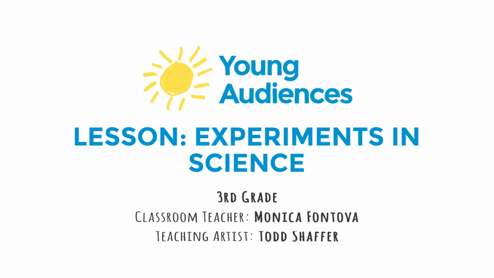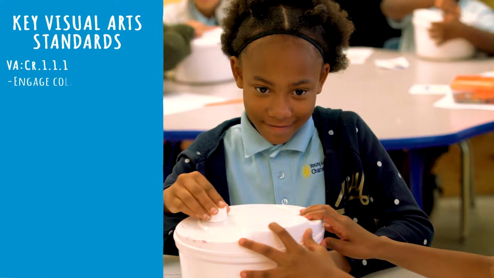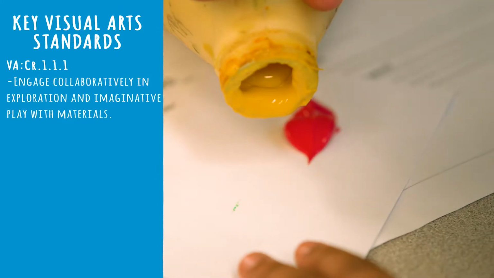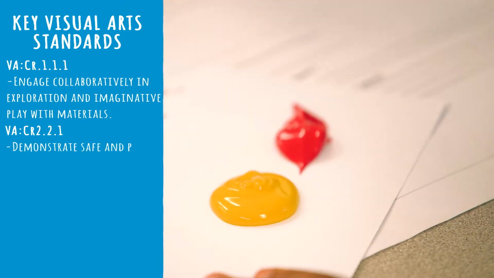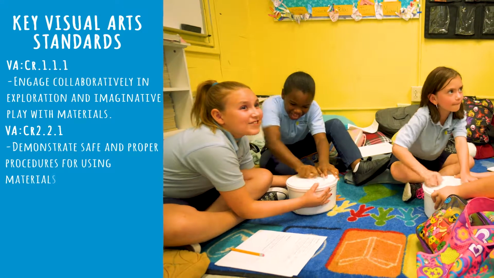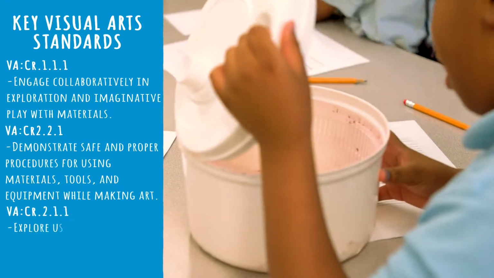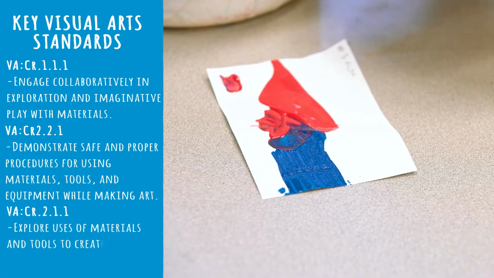Experiments in Science. In this unit, students will create an original work of abstract art by using science experiments in paint and force. Students will engage collaboratively in exploration and imaginative play with materials. Students will demonstrate safe and proper procedures for using materials, tools, and equipment while making art. They'll also explore uses of materials and tools to create works of art or design.